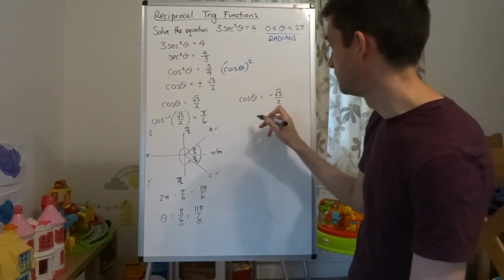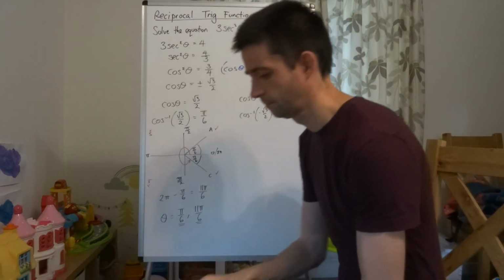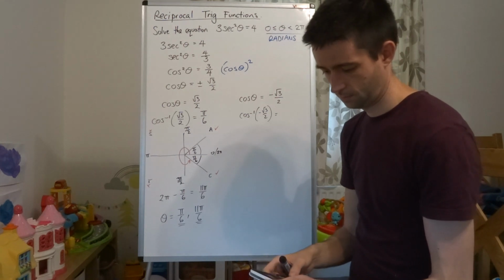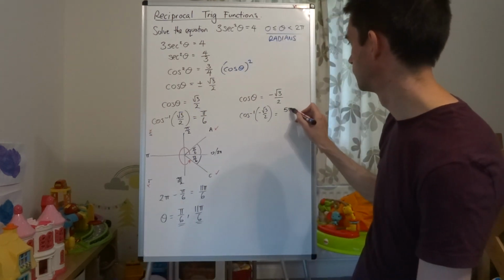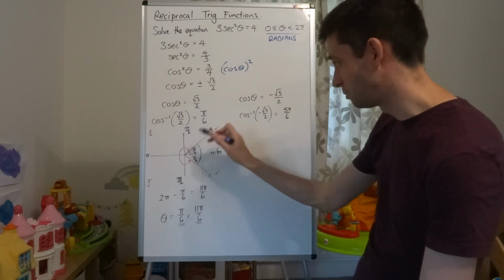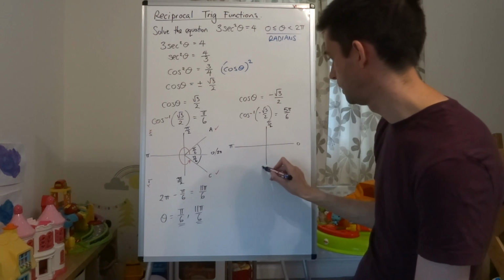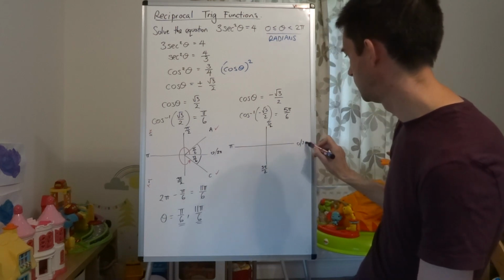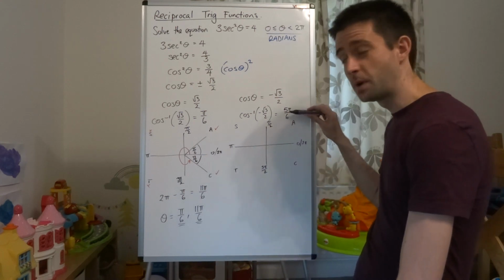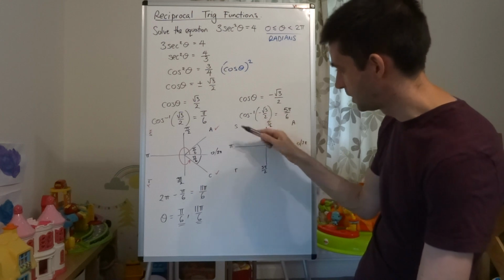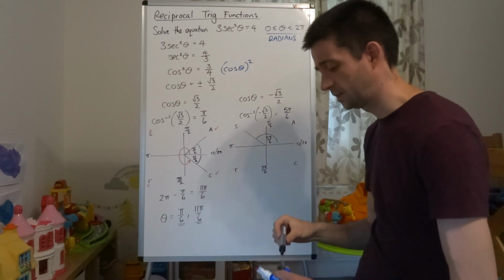Now over here, cos inverse of negative root 3 over 2, which is 5 pi over 6. And again, stick that onto a cast diagram just like this one. So again, 0, pi over 2, pi, 3 pi over 2, and 2 pi, A, S, T, C. Now 5 pi over 6, 5/6 is more than a half, so going around here it's going to go into this quadrant on my cast diagram, and that angle there is the angle 5 pi over 6.